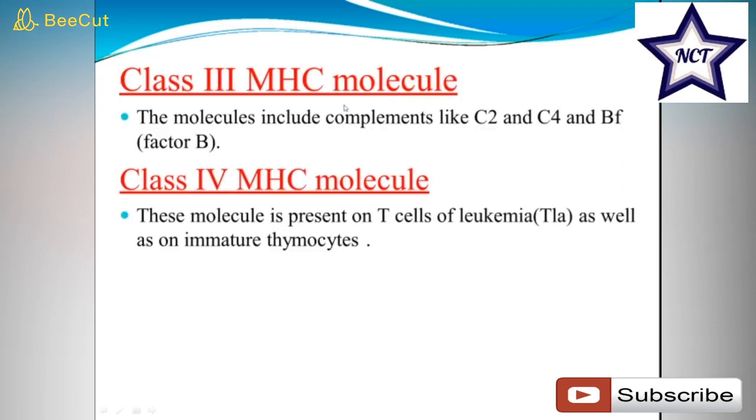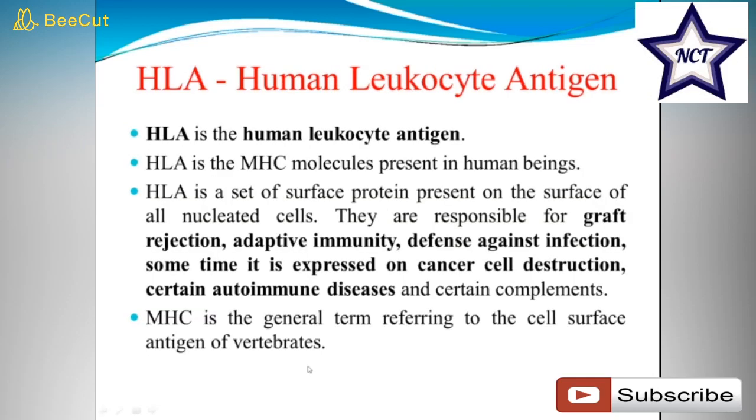Class 3 MHC molecule is involved in the complement system cascade and in inflammation, and the main complement components include C2, C4, and factor B. For class 4 molecules, the complete structure and mechanism have not been studied till now. They are basically found in the T cells of leukemia and some immature thymocytes.